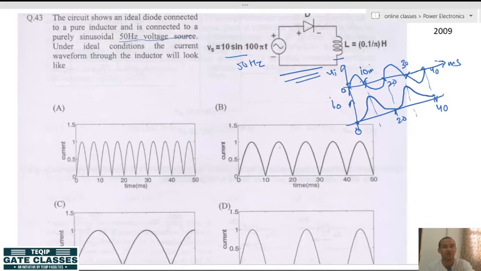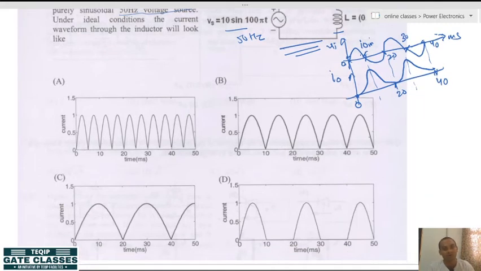Alright. So see what the waveform should be here. Although all 4 waveforms are correct, this waveform is wrong because the inductor does not allow this rectification. This current may have this shape, or this shape, or this shape. So for that you have to see the time scale.